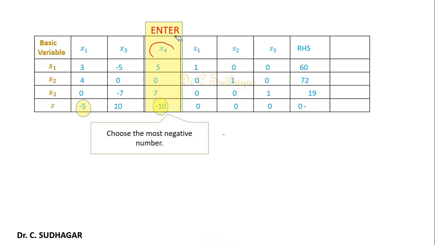Now after finding the pivot column, come to the last column. So find what is coming in the ratios. So the ratio formula is RHS divided by ECE. ECE means entering column element. So this is the entering column, and these elements are called entering column elements.